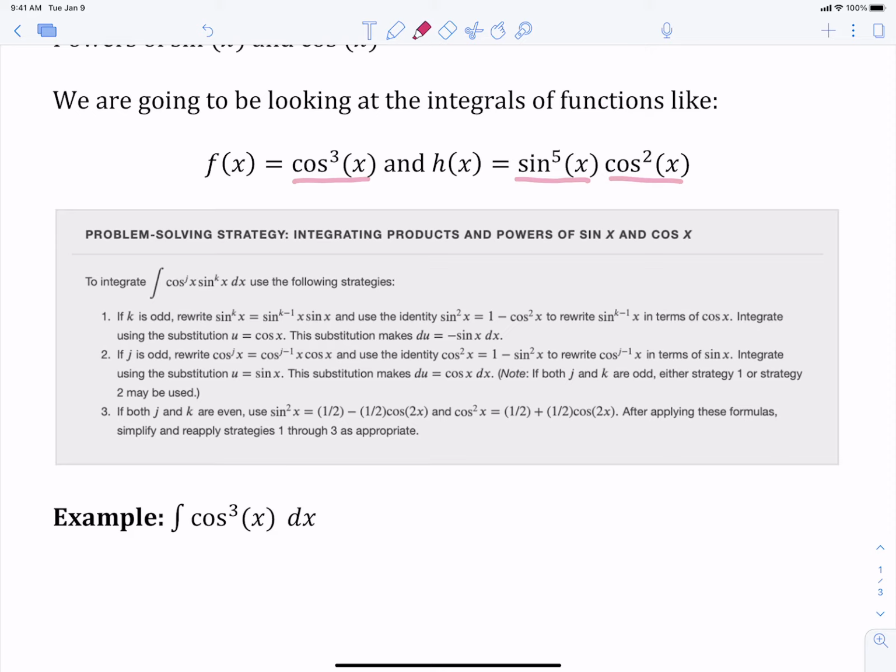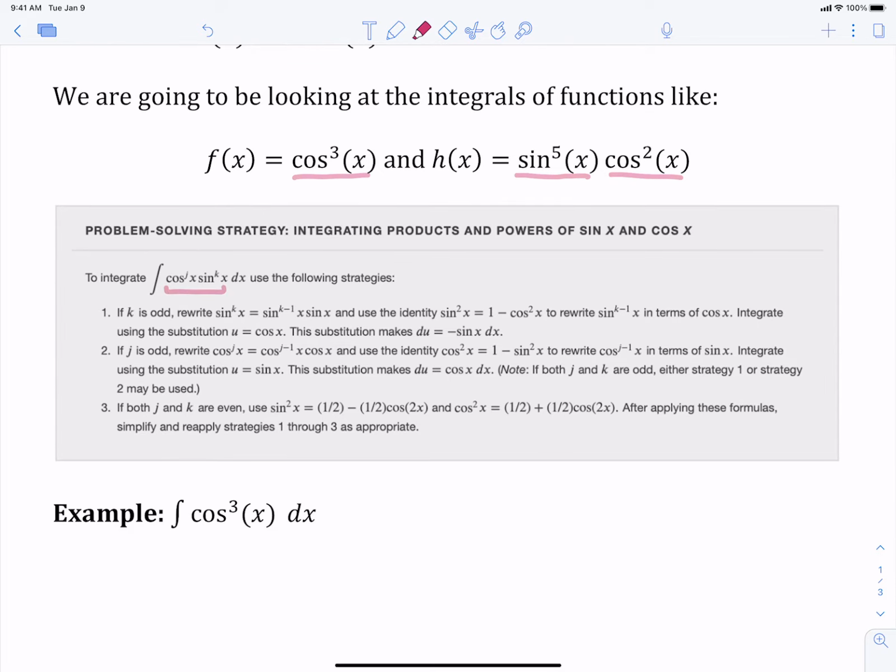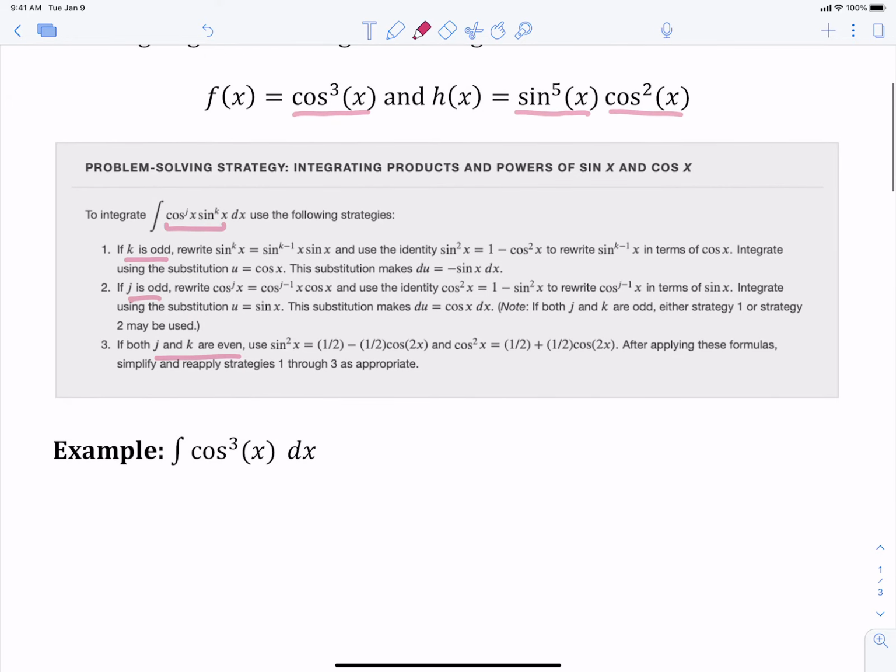But the idea is, if we're looking at our integral, we look for either the exponent on sine to be odd or the exponent on cosine to be odd. And if they're not, if they're even, then we're going to use likely one of our double angle formulas. So we'll probably take a look at that later, one of those double angle formulas, or maybe even in class. So let's take a look at an example.